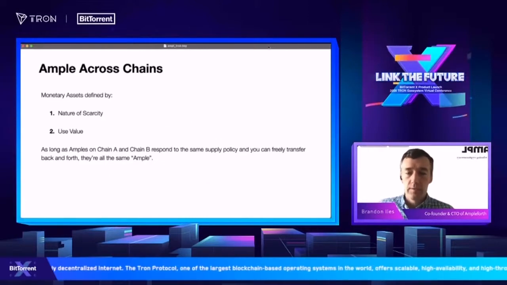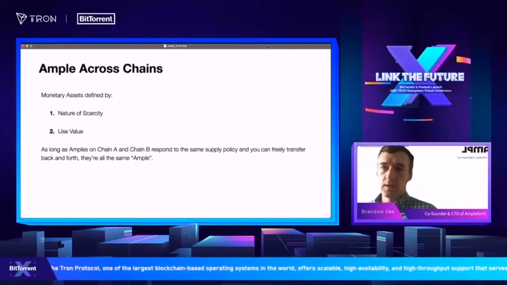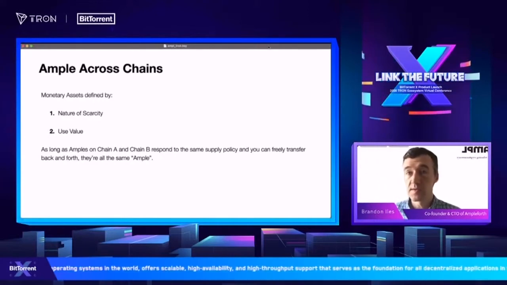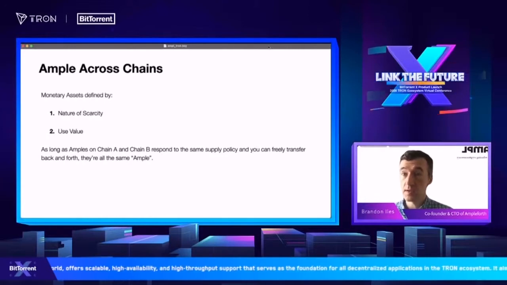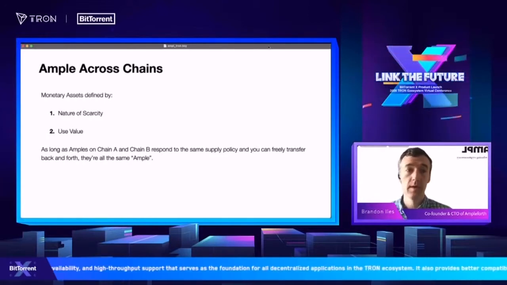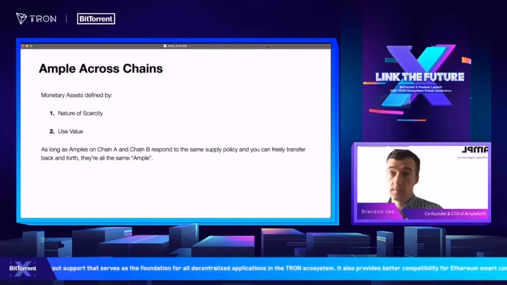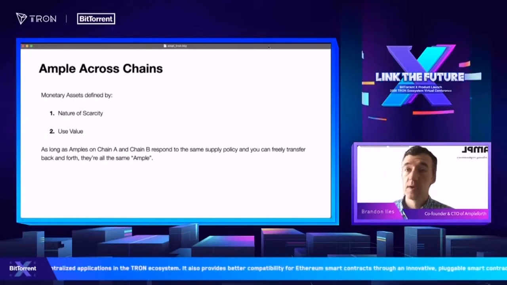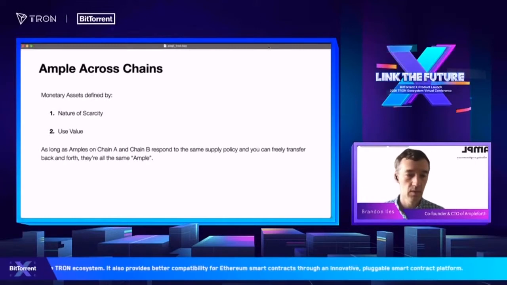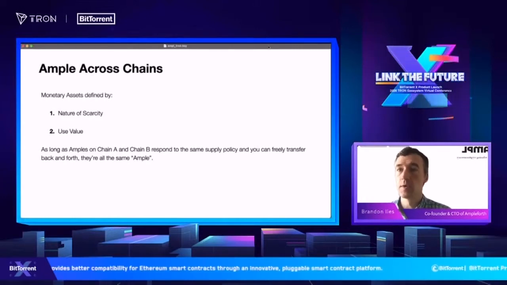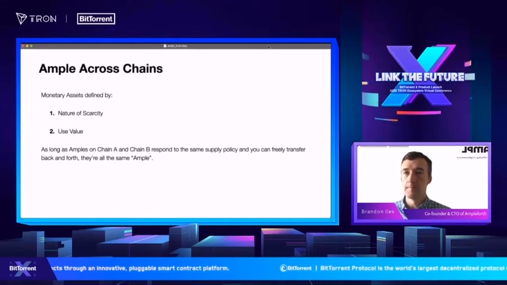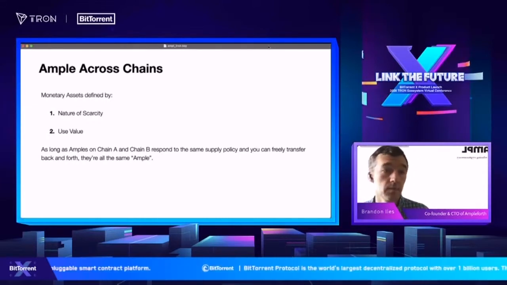So if we were to extend this across chains, what would that look like, right? A monetary asset is defined by two qualities. It's defined by the nature of its scarcity, so in our case, that's the supply policy. And it's defined by its use value, right? And so Ample being a pure monetary asset, it's not subject to external biases or fluctuations from non-monetary use, which makes it a very clean, very efficient, very predictable monetary asset.